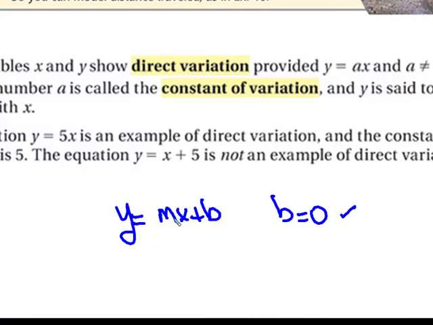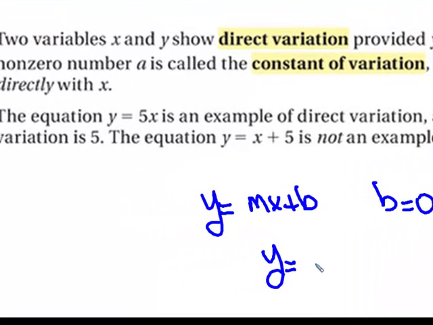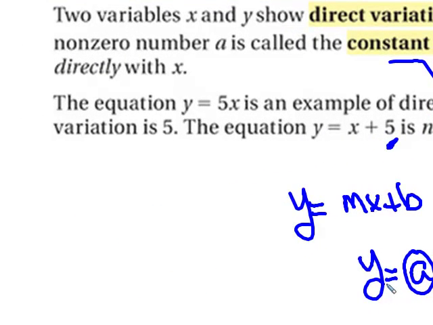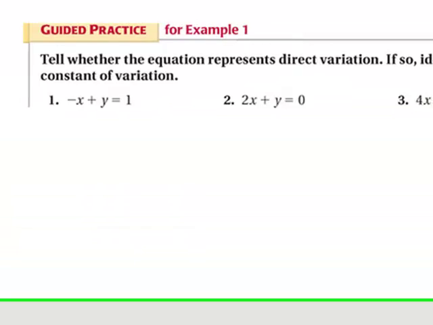They're not going to give it to you in this form. They're going to make it a different form and just say y equals ax, but a, that constant of variation, is the slope. That's the slope. The equation y equals x plus 5 is not an example of direct variation because the y-intercept isn't 0. It's 5. Alright, so let's look at this.